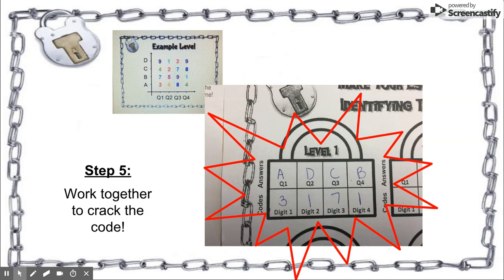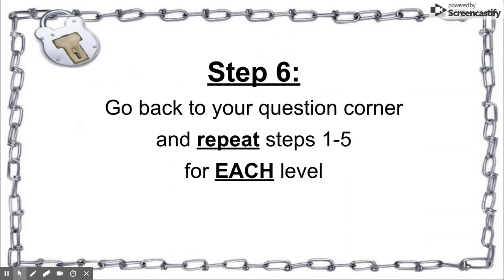So it'll then say level 2 and there'll be a new puzzle. And if you don't get this code exactly right, it will not let you move on. So everyone has to have the correct answers. Once you've cracked the code and the screen on your group's computer has moved you on to the next level, then step 6 is to go back to your question corner and repeat all of these steps for each level.